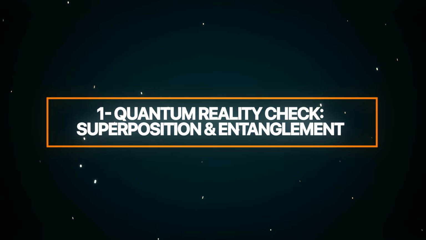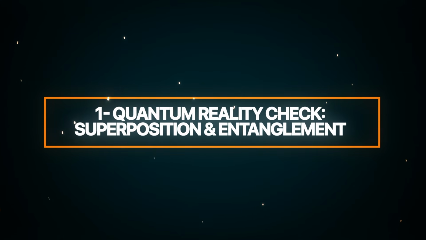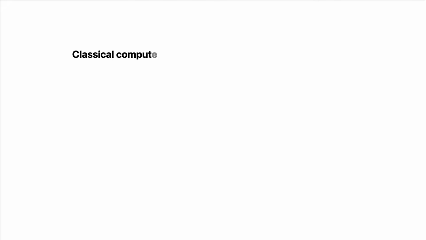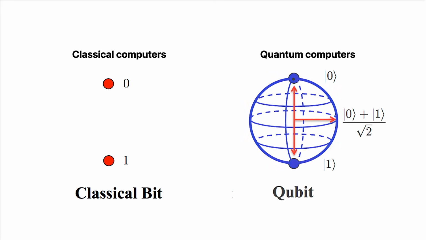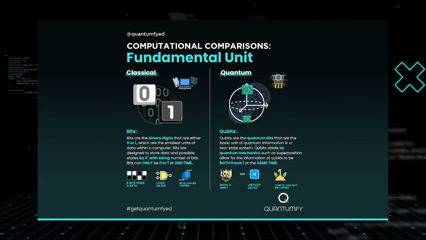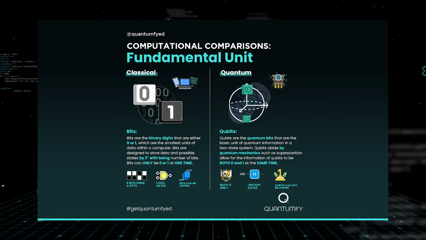1. Quantum reality check: superposition and entanglement. Classical computers run on bits, tiny switches locked in 0 or 1. Quantum computers upgrade those to qubits, which act more like spinning coins. They can be 0, 1, or any shimmering blend of both at once. That blend is superposition, and it lets one qubit store 2 probability amplitudes instead of a single state.